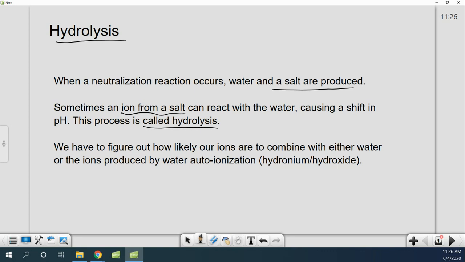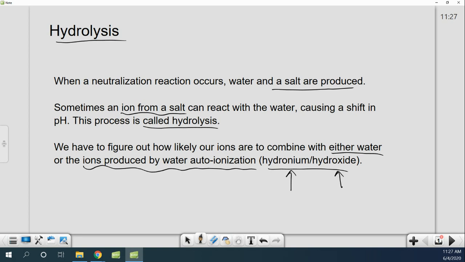And so to figure out if your pH is going to shift because of the salt you've formed, you have to figure out how likely your ions are to combine with either water itself or more likely some of the ions produced by water's autoionization. So water breaks, 1 times 10 to the negative 14, right? Gives you some hydronium, some hydroxide. Some of it breaks down. And so some of the ions from your salt might react and pull the hydronium out, or might react and pull the hydroxide out. And if that happens, it's going to shift your pH on you.